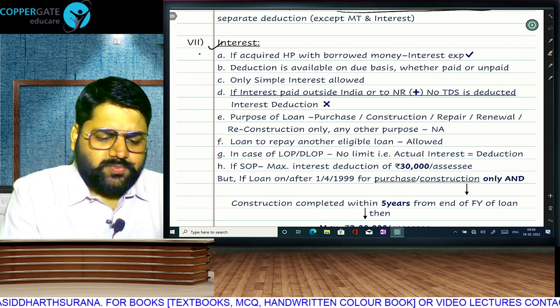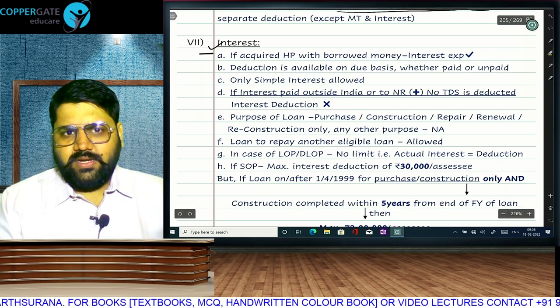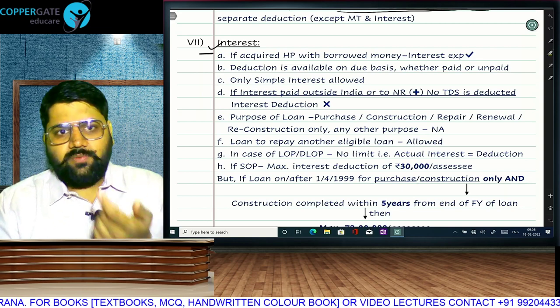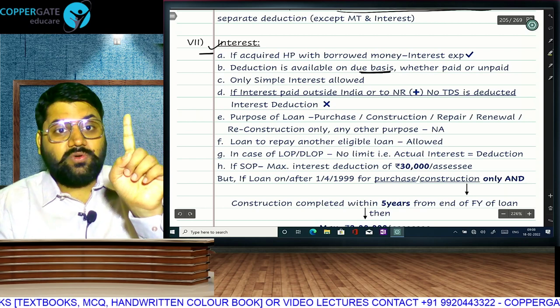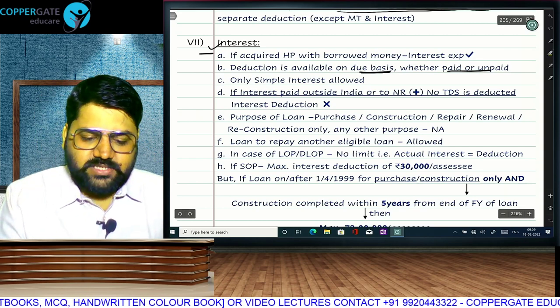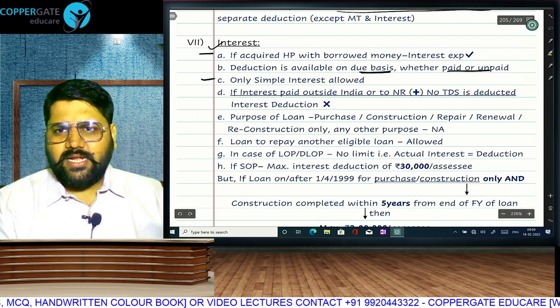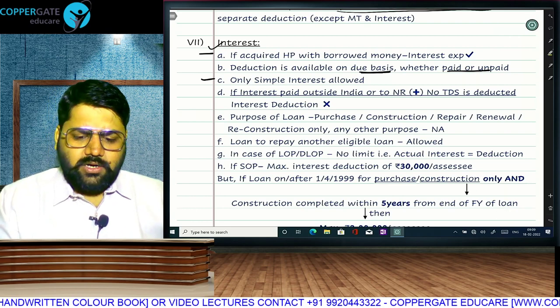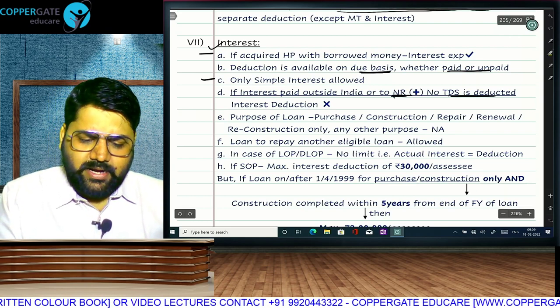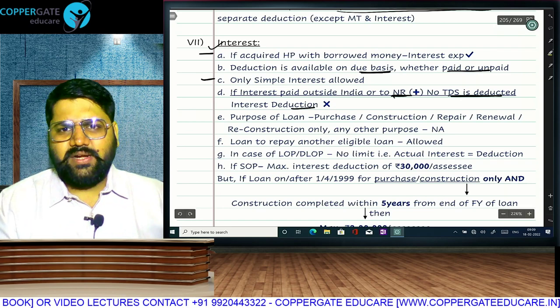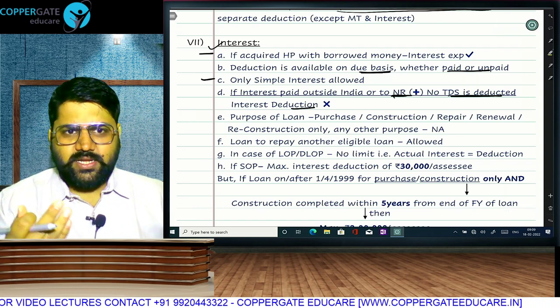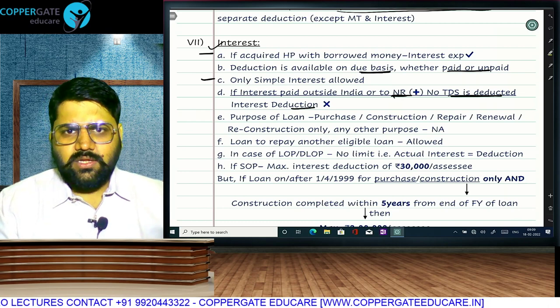Interest will be allowed if house property is acquired out of borrowed money. So you have to be the owner, it can be with borrowed money. So interest expense will be allowed as a deduction on due basis. Municipal taxes only if paid, but interest on due basis, whether paid or unpaid. Only simple interest will be allowed, so compound interest is not allowed. If you pay outside India to a non-resident and you don't deduct TDS, just like the TDS system, because it is a non-resident, then full interest will be disallowed. Interest to a non-resident without TDS is fully disallowed.